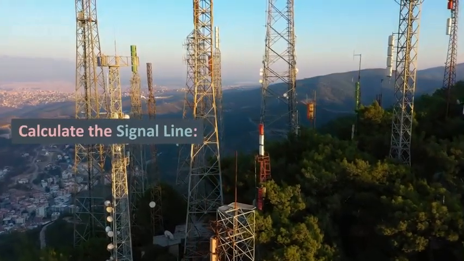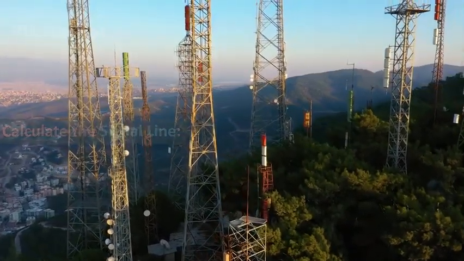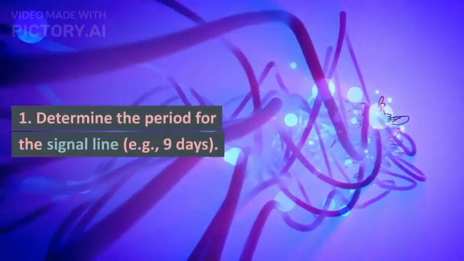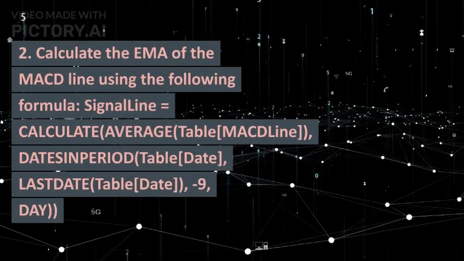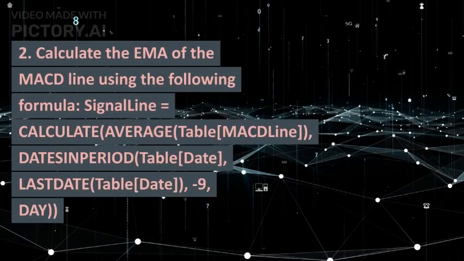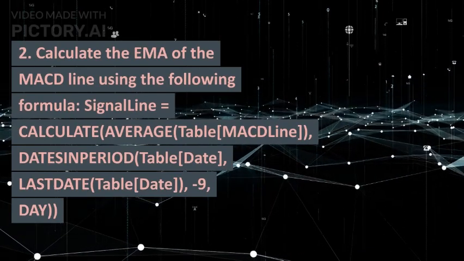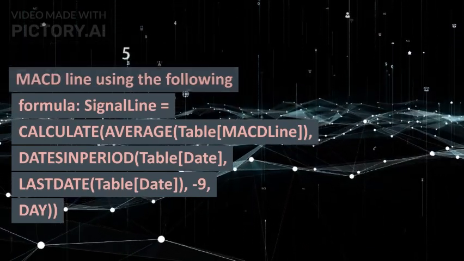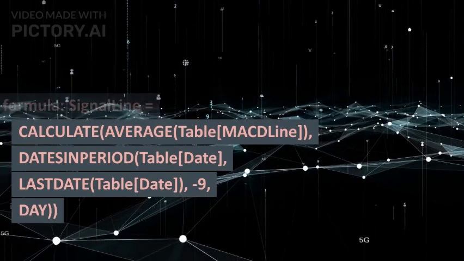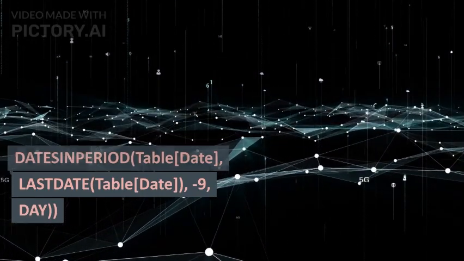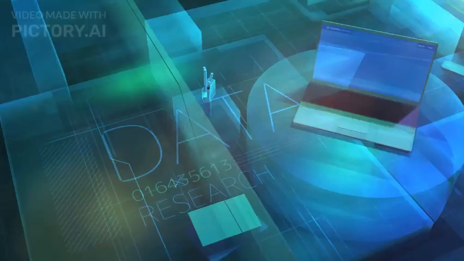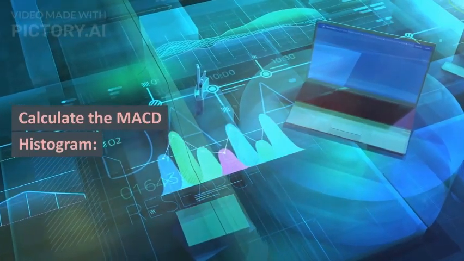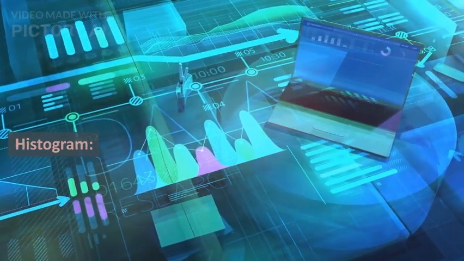Calculate the signal line. Determine the period for the signal line, for example, 9 days. Calculate the EMA of the MACD line using the following formula: Signal line = CALCULATE(AVERAGE(Table[MACD line]), DATESINPERIOD(Table[Date], LASTDATE(Table[Date]), -9, DAY)).